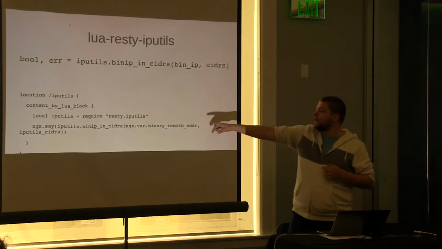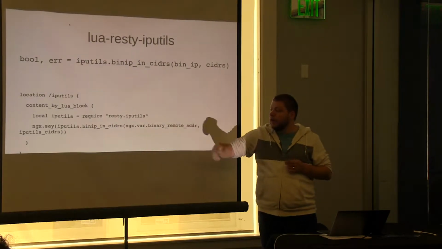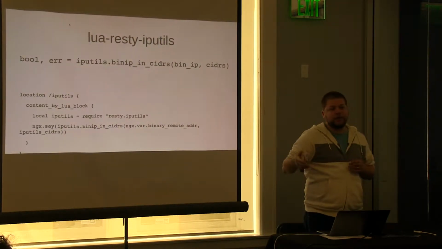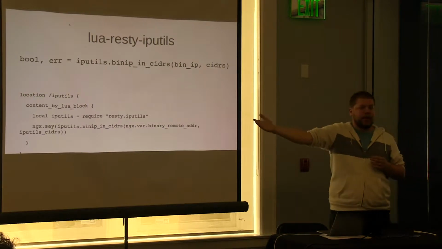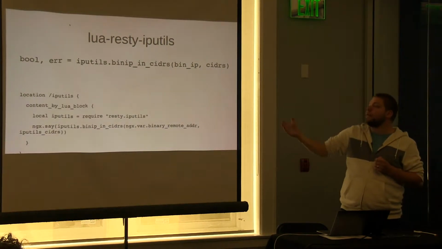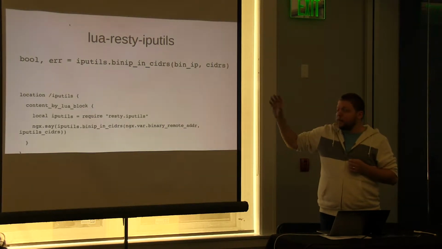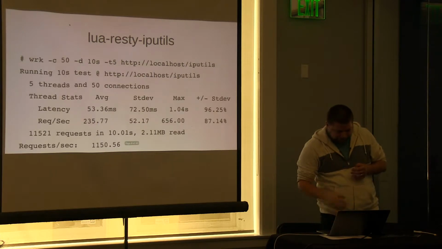And the call here is very, very simple. So you can stick this into a content by Lua block. One function call just returns a Boolean true or false: is this IP address in this block of CIDRs? So very, very easy interface. That's, I think, one of the reasons that makes it so attractive. Very easy to install, very easy to start using right away. Simple call, simple return values.